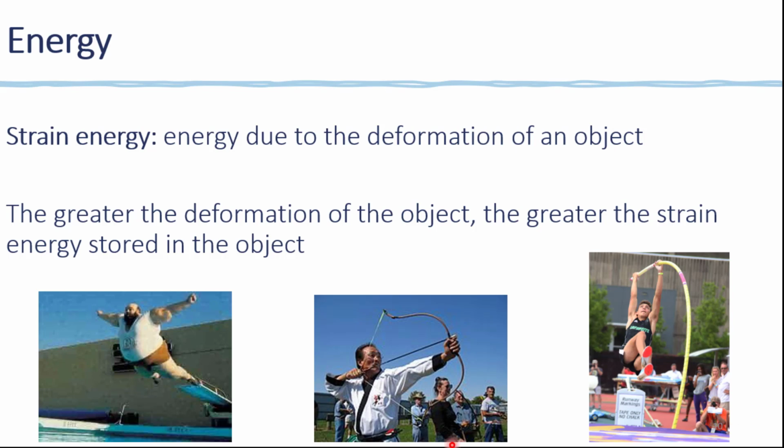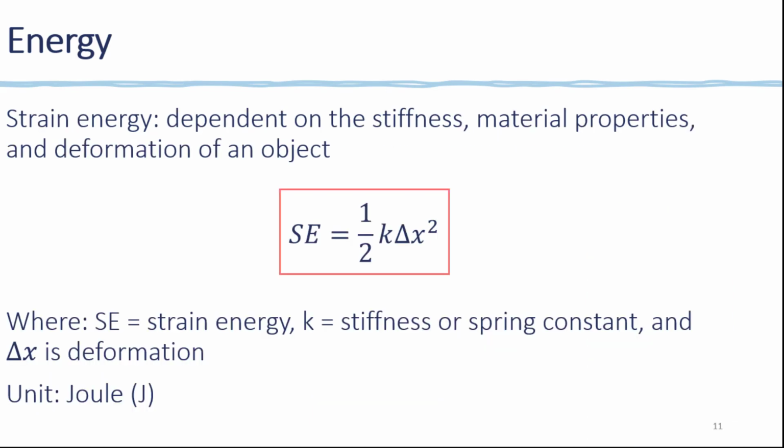In a similar way, when an archer draws their bow or when a diver deflects a diving board, strain energy is stored in that deformed bow or diving board. And the greater the deformation of the object, the greater the strain energy that's stored in the object. So the strain energy of an object is related to its stiffness, so its material properties, and its deformation.